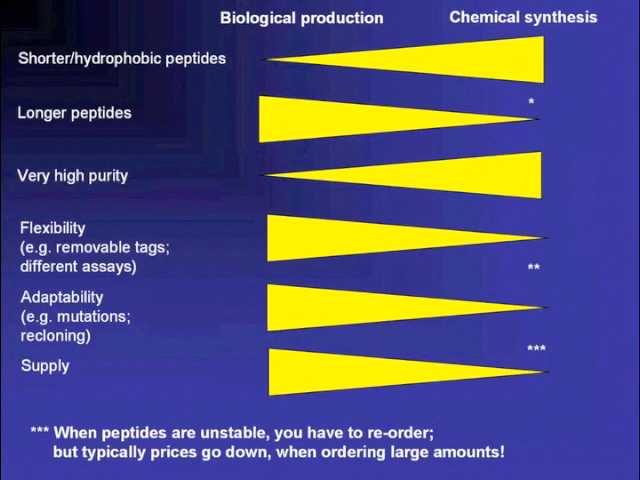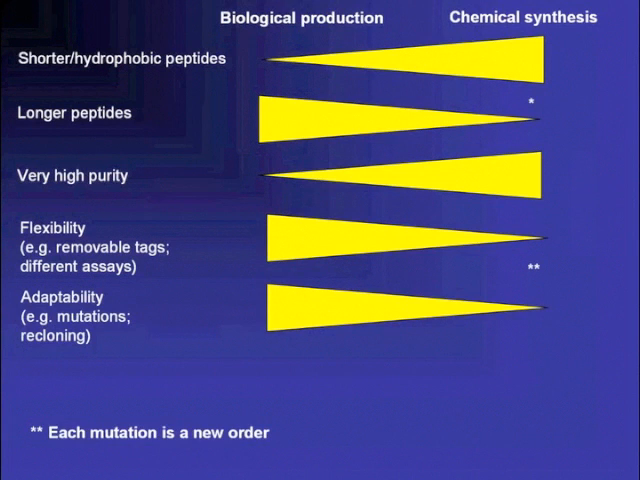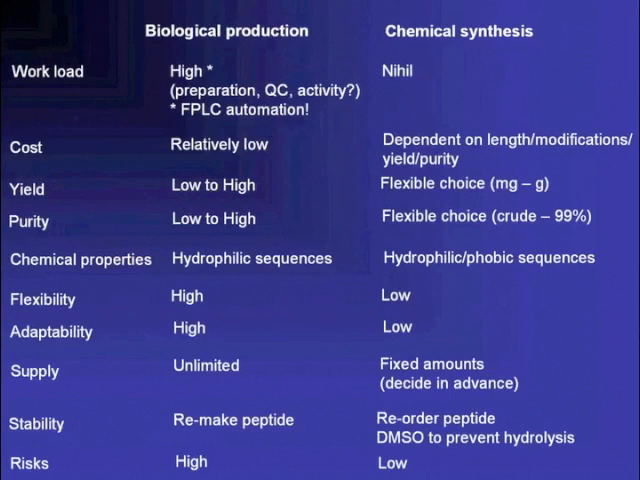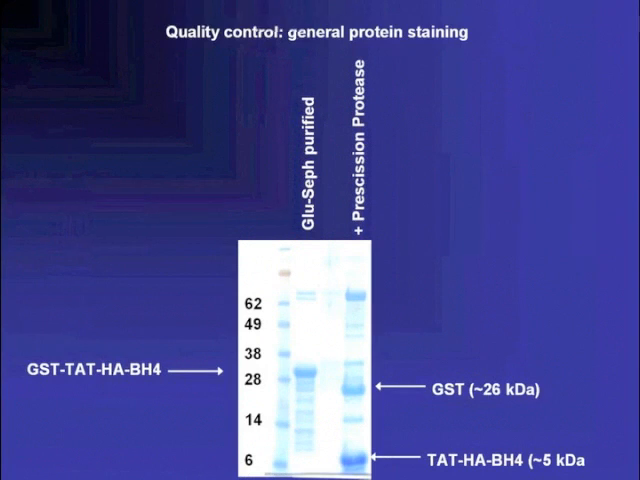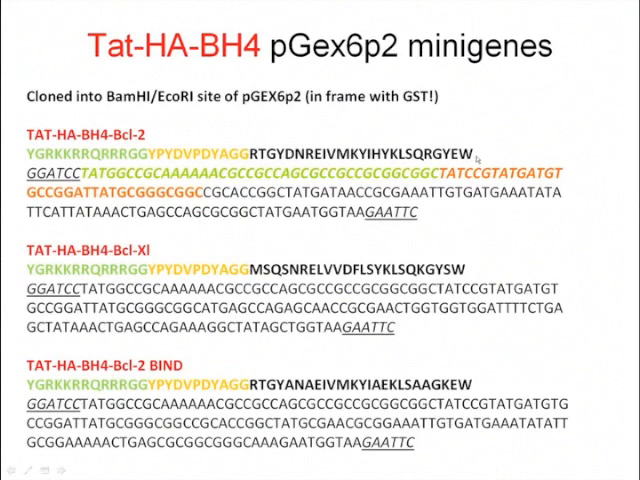The chemical synthesis we always outsource. There, in fact, we work together with Thermo Fisher and Lifetime. I have to say that we did not actually order the TAT-HA BH4, because this is a peptide of about 40 amino acids, and that would cost a lot of money just to test. So in fact we chose this biological option because we would have the flexibility. Unfortunately we did not do it side by side.